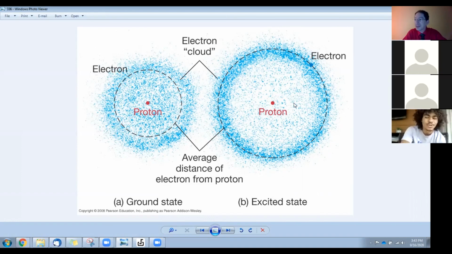Interesting stuff. Yeah, thank you so much. I never really quite understood the whole electron cloud description until now, and it makes a lot more sense, and it's very fascinating, I must say. So thank you so much.